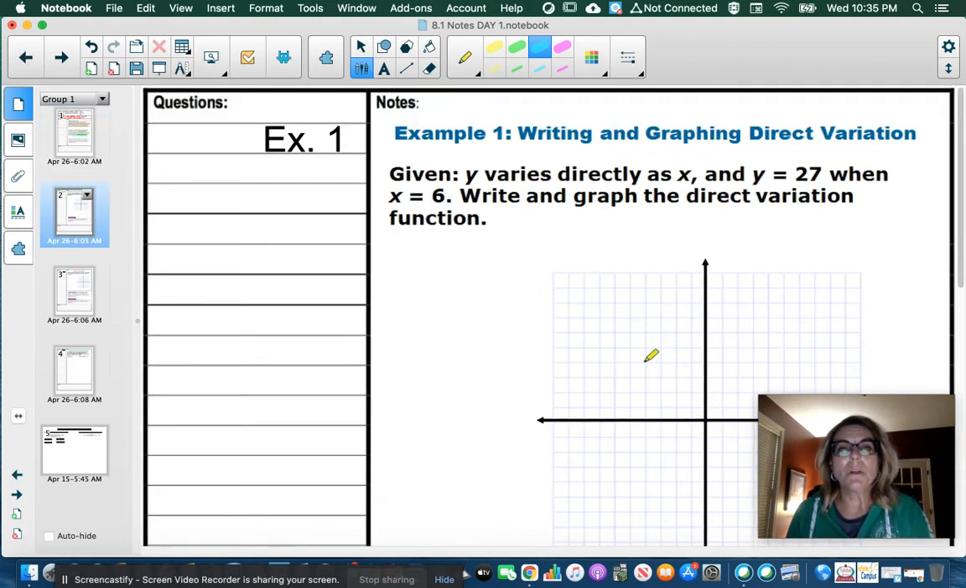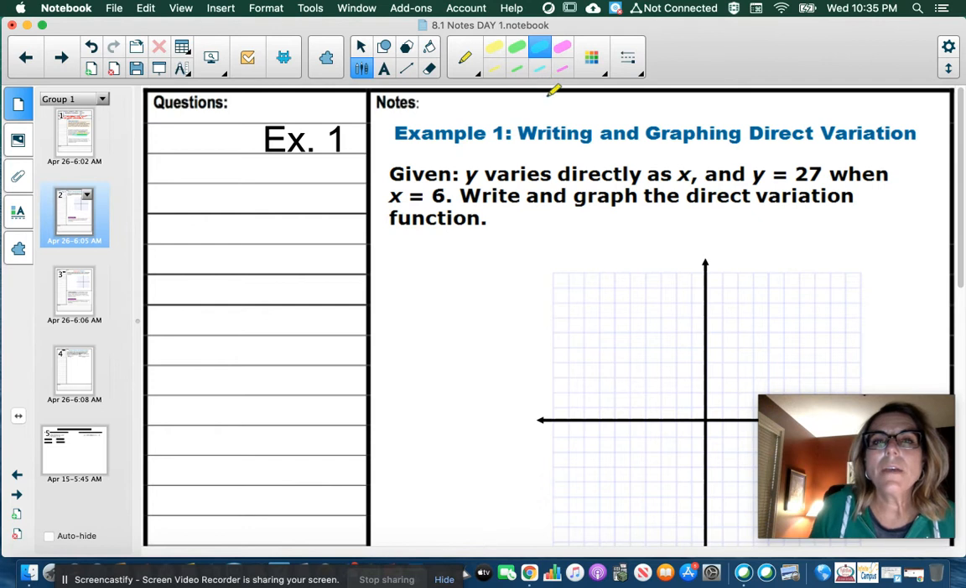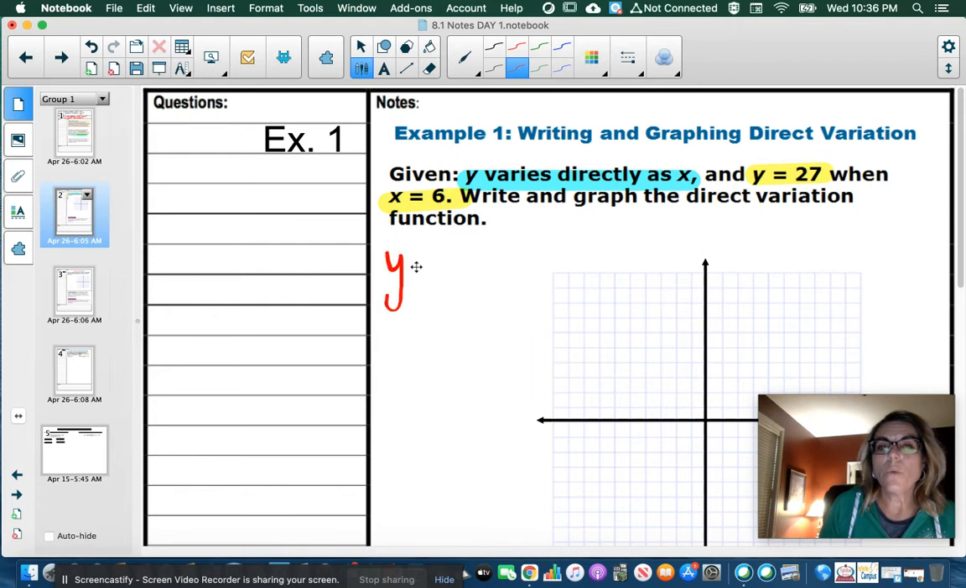Let's do an example. Example number 1. Y varies directly as x. So that's the key. We have to be able to read. Y varies directly as x. They're giving us what y is. They're giving us x. And we're going to write and graph the direct variation function. The key is the wording. Y varies directly as x.